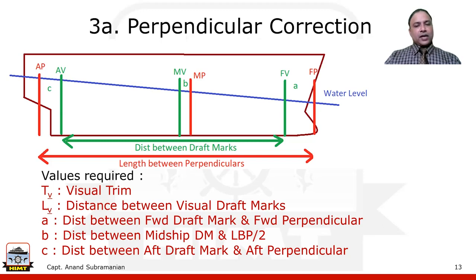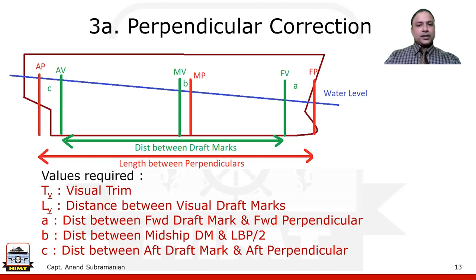Now the values we have to calculate for finding out this perpendicular correction are, first of all, the visual trim, that is the difference between the aft visual and the forward visual draft marks. That is denoted as TV. Next, we have to find out the distance between the visual draft marks. That means the distance between these green lines, and that is called LV, or the distance between visual draft marks.